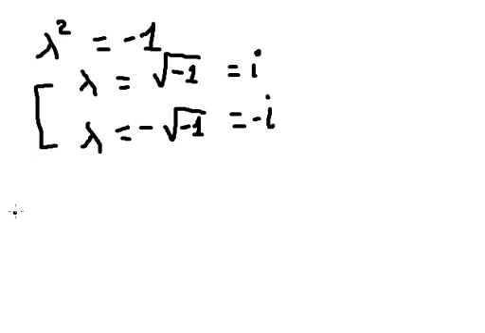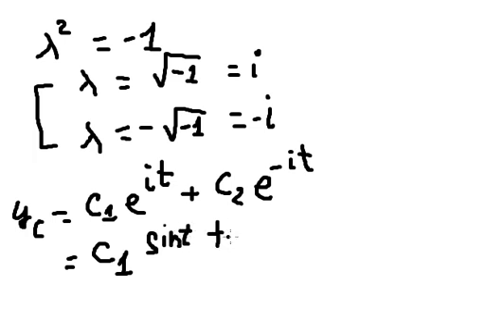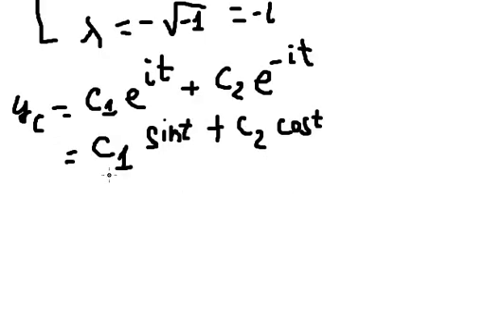So in this situation, we have yc equals c1, the constant 1, e to the power of i t, and we have c2, e to the power of negative i t. And we can write this another way: c1 sine t, and we have c2 cosine t. So this is the first step.